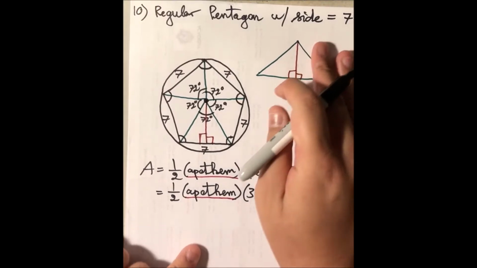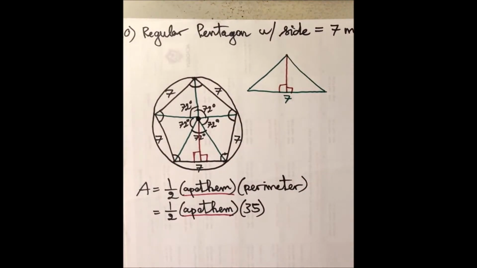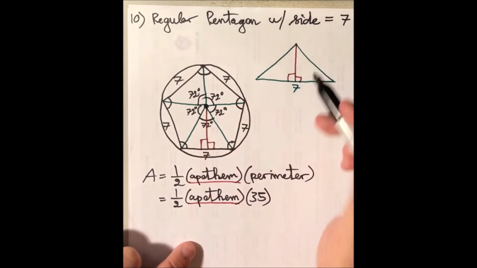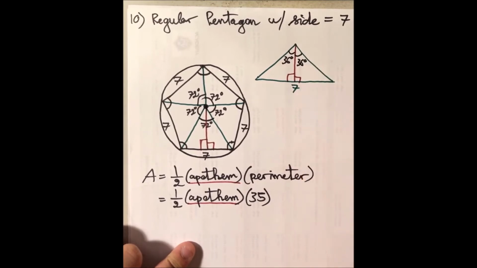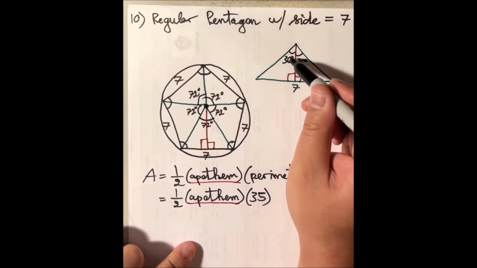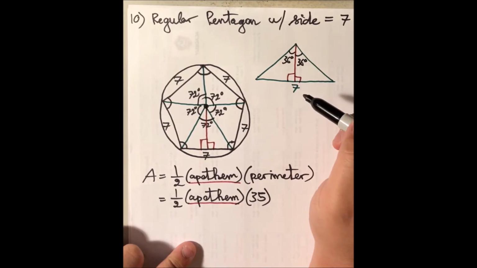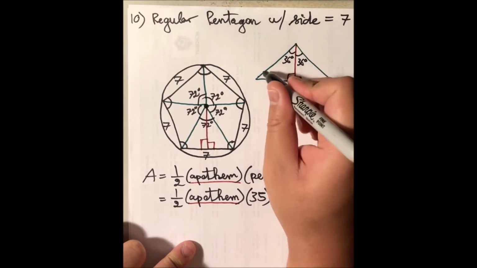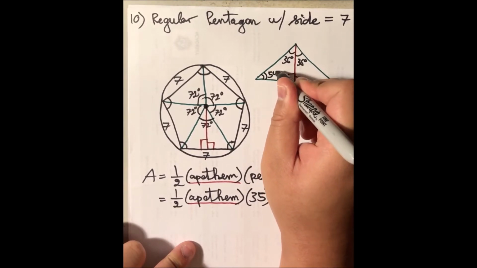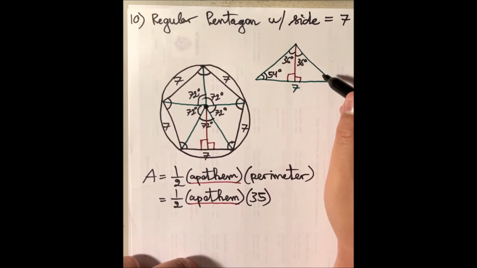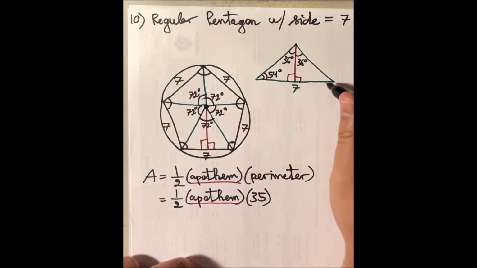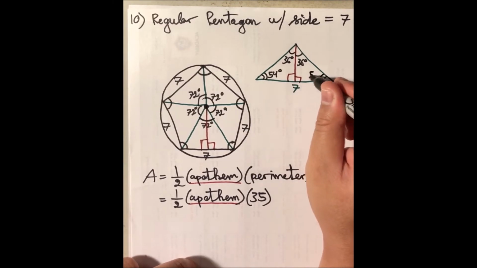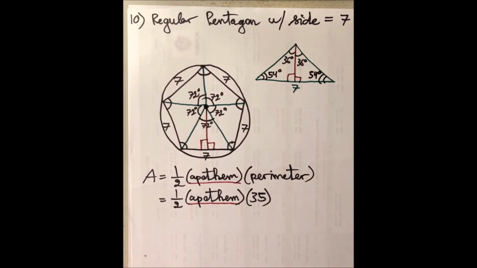Well, if this angle here is 72 degrees, and it got bisected by the apothem right here, we know this half is going to be 36, this half is going to be 36, okay? So we got 90 plus 36 equal to 126. 180 minus 126 is going to give us 54, right? If this is 54, then using the same triangle angle sum theorem that we used to find this angle, we know that this angle is also 54 degrees. So how do we find the apothem?